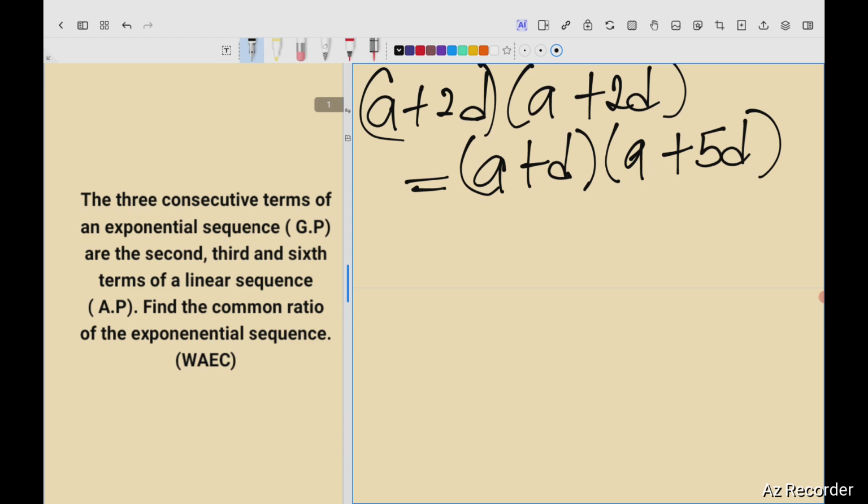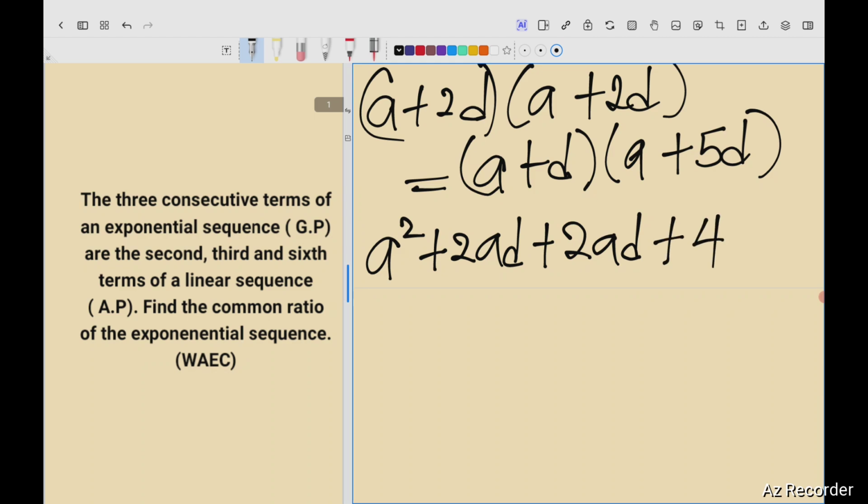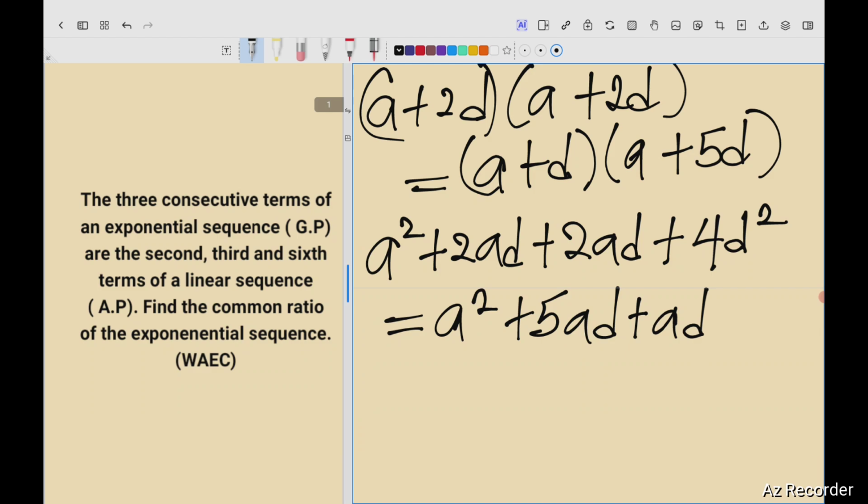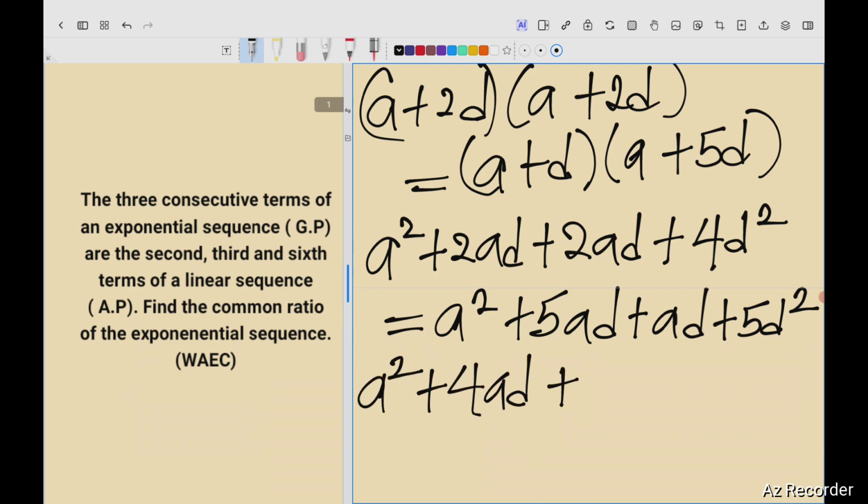Now A times A gives A squared. A times 2D gives plus 2AD. 2D times A gives plus 2AD. 2D times 2D gives plus 4D squared. That is the first expansion. On the other side, A times A gives A squared, A times 5D gives plus 5AD, D times A gives plus AD, and D times 5D gives plus 5D squared. Adding together, we have A squared plus 4AD plus 4D squared equals A squared plus 6AD plus 5D squared.